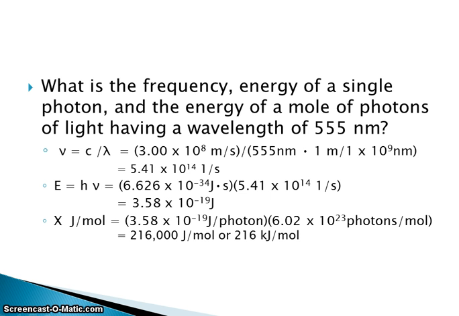Now we want to find out joules per mole. So we're going to take the 3.58 times 10 to the minus 19 joules per photon, and we're going to multiply it by 6.02 times 10 to the 23rd photons per mole. And that's going to give us joules per mole of photons for our value, and we get 216,000 joules per mole, which is a really big number, so we can convert that to kilojoules per mole by dividing by 1,000. And we get 216 kilojoules per mole of photons in this particular problem.